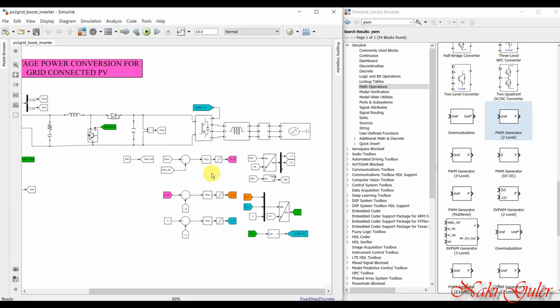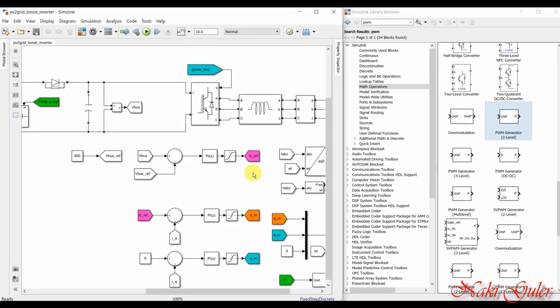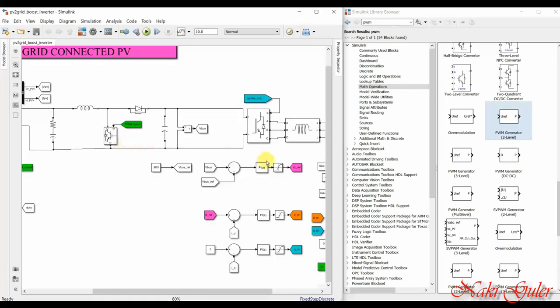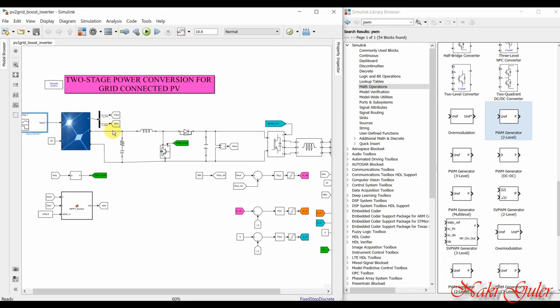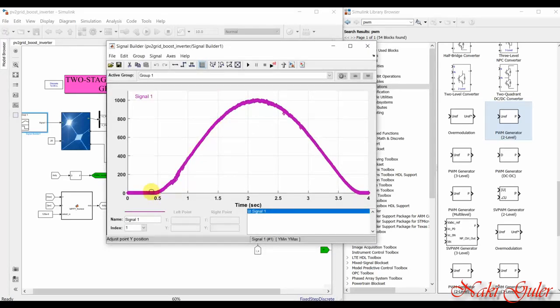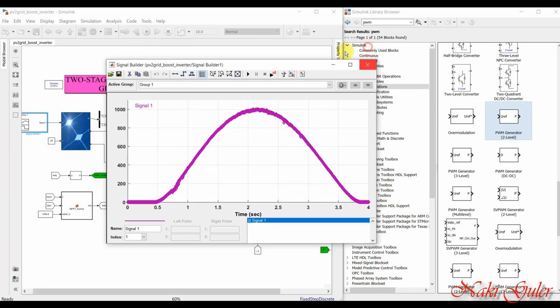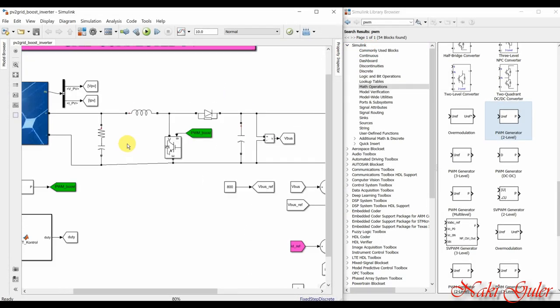Now the control part seems ready, but I want to explain a point. We should think about some operational behaviors. For example, we applied a signal to the PV here. The irradiance will be zero for a long time, and then it will start to increase. At this point, the generated power will be zero, and also the boost converter cannot transfer any power to VBUS.